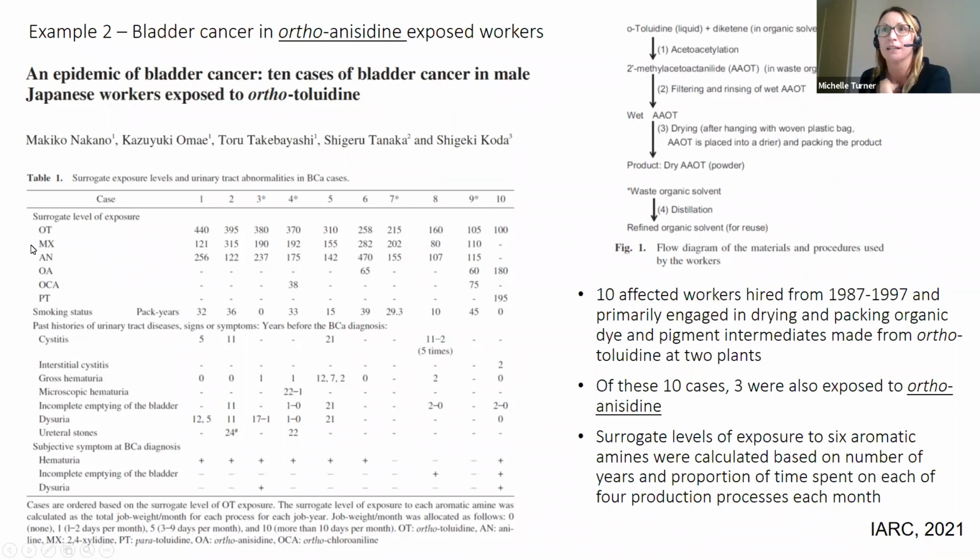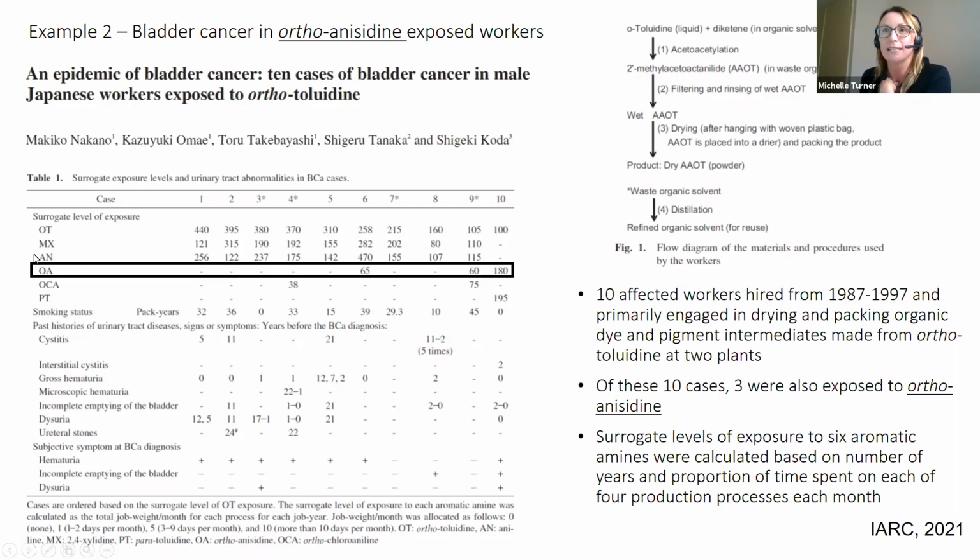orthoanisidine. So you'll see here, that's one of the 6 other agents that these workers can be exposed to. So that's this one here. So we were interested in this agent. You can see that there are 3 of the bladder cancer cases that were exposed to the agent that we were interested in. They also calculated a type of surrogate indicator of exposure here.